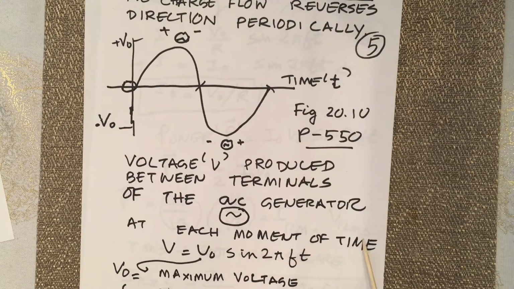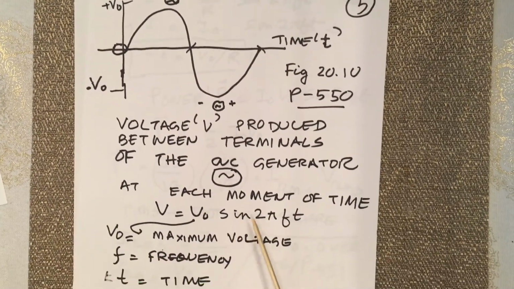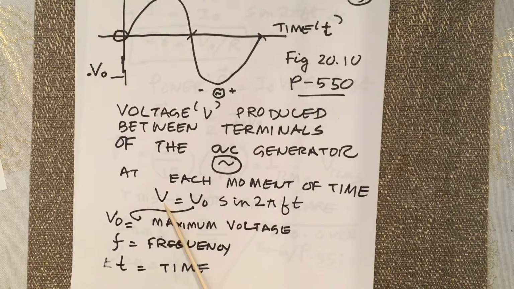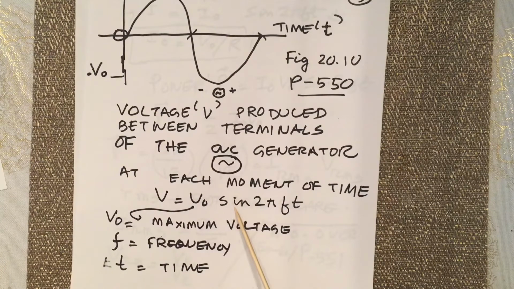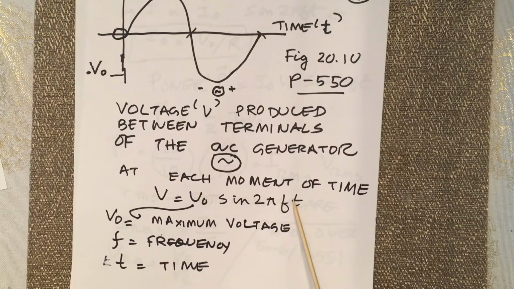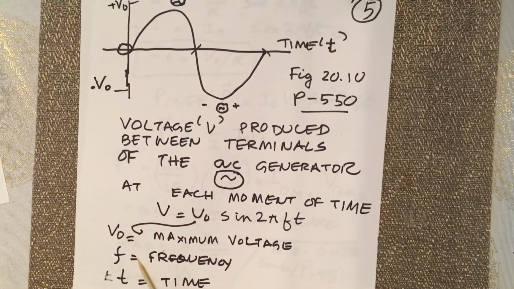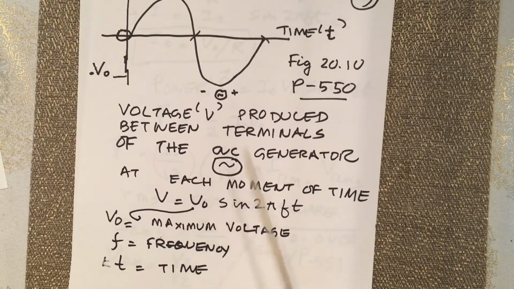At each moment of time, V equals V0 sine 2 pi ft. V is the voltage you want to measure at a time t, and it will be determined by V equals V0 times sine 2 pi ft, where f is the frequency and t is the time. So V0 is the maximum voltage, as you see in this graph here.